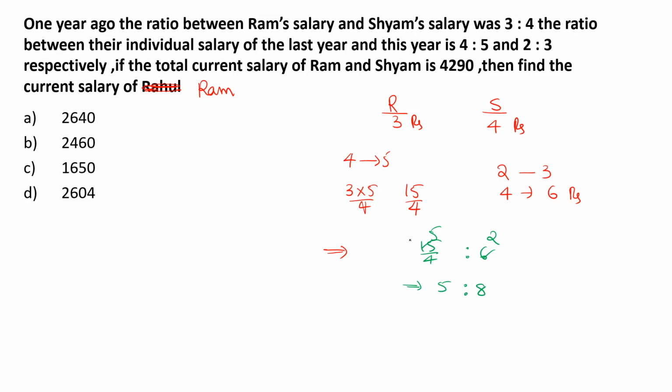The present combined salary of Ram and Shyam is given as 4290, and we need to find the salary of Ram. That means we need to find the value of 5 units. When the value of 13 units, that is 5 plus 8, is 4290, then the value of 5 units will be 13 3s and 13 3s 0, 1650. That is 1650 rupees, option C. That is the current salary of Ram.